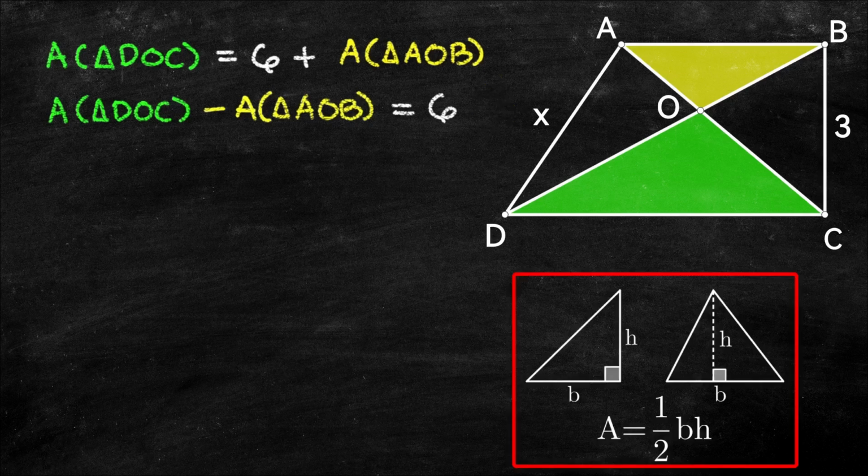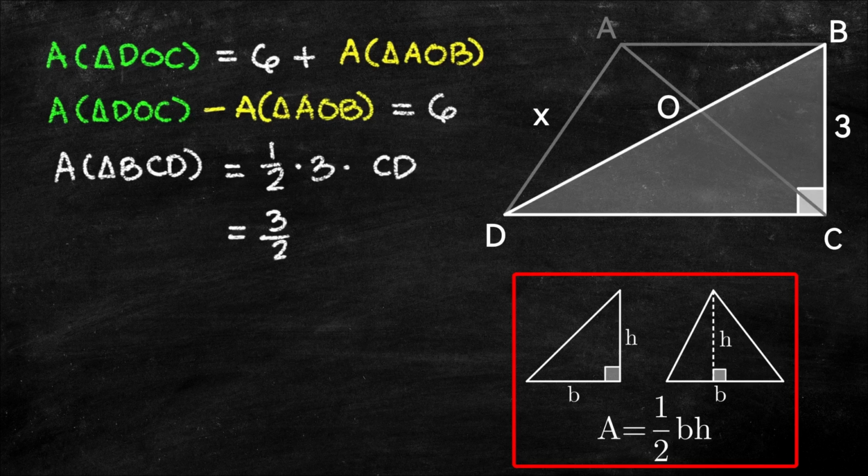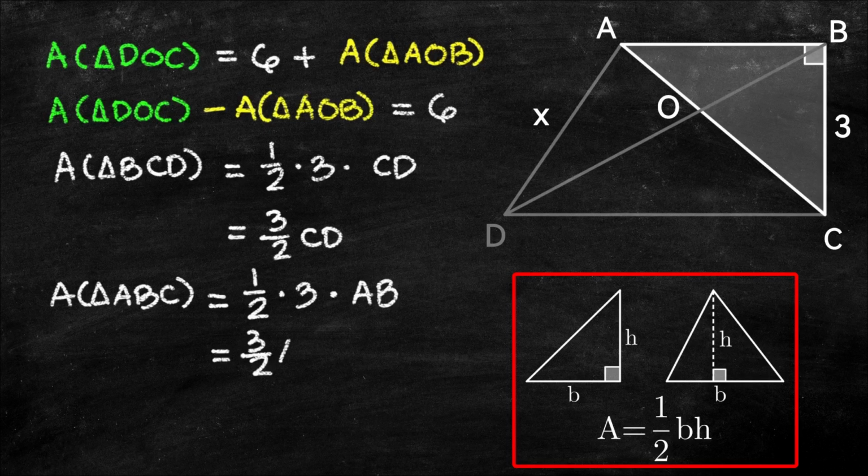Recall that the formula for the area of a triangle is 1/2 times base times height. Let's use this to solve some of the triangle areas. The area of triangle BCD is 1/2 times 3 times CD. Simplify into 3/2 times CD. Meanwhile, the area of triangle ABC is 1/2 times 3 times AB. Simplify into 3/2 times AB.